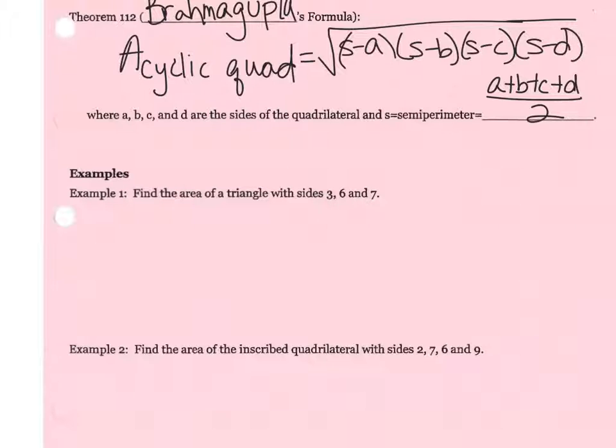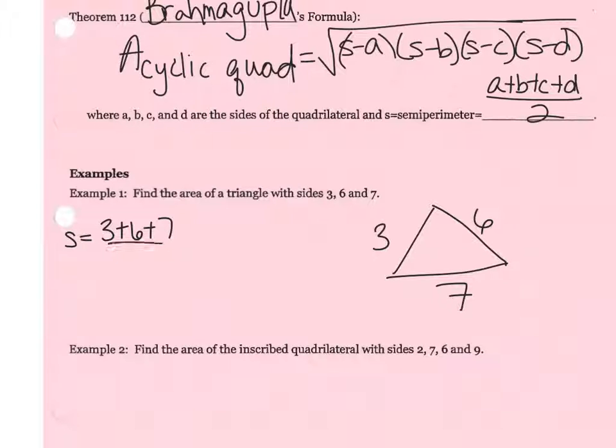All right, example 1. Find the area of a triangle with the sides 3, 6, and 7. So for 3, 6, and 7, we don't have the height, so we can't use 1/2 BH, but to find the area, we'll use Hero's formula. So first of all, let's find the semi-perimeter. That would be 3 plus 6 plus 7 all over 2. So we have 16 over 2, which is 8 for your semi-perimeter.